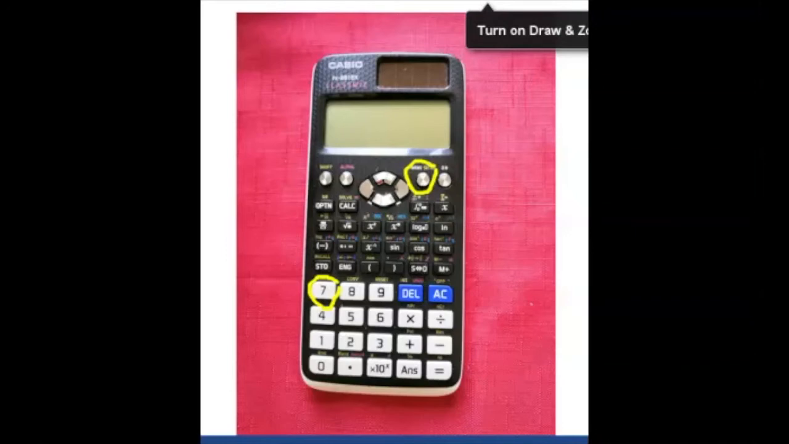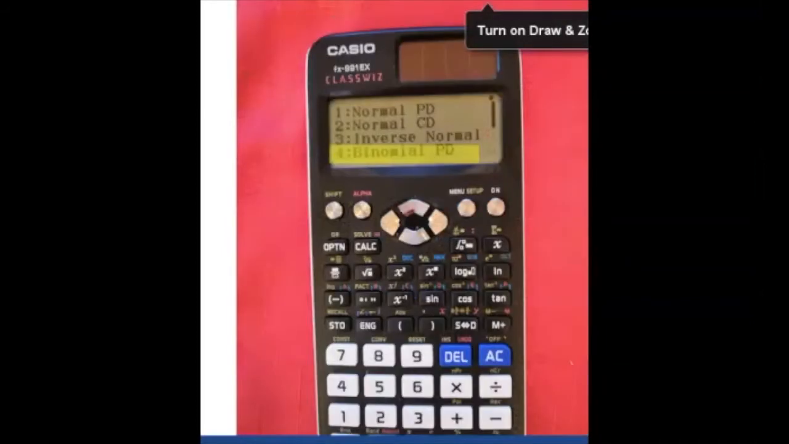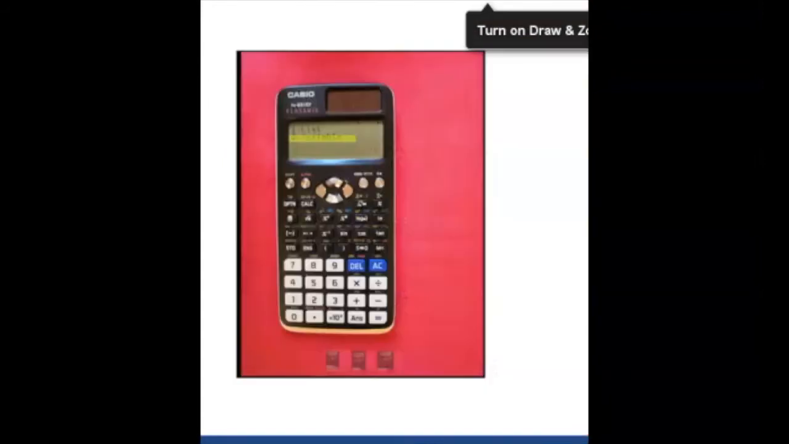So press menu 7 again on your Classwiz to get it into stats mode. We see the display, binomial is there, and this is the probability distribution, which is the one we want. We don't want the binomial cumulative distribution because we want to find out the probability of exactly 4. So we want to calculate using the probability distribution. This leads us onto this screen where we press 2 for variable again.